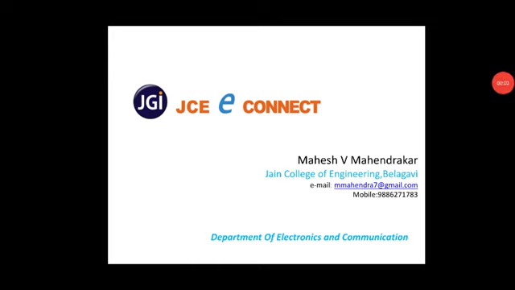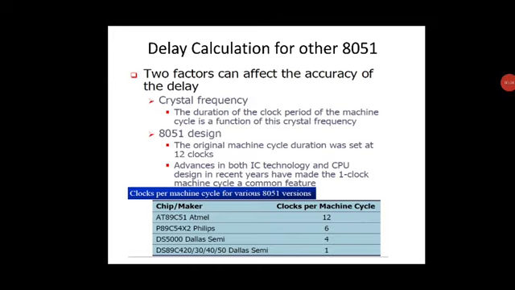Welcome to today's session. In today's session, let us continue with 8051 delay calculation. 8051 calculations are mainly affected by two factors. First one, crystal frequency and make of 8051. In the crystal frequency, the duration of the clock period is indicated for the machine cycle, and it is a function of the crystal.